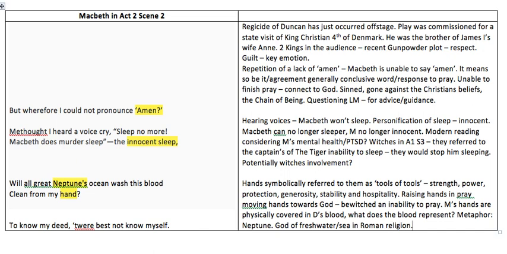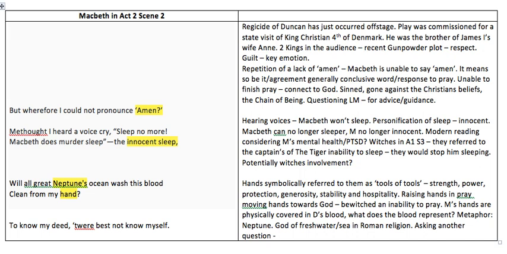So if we think about that, Macbeth's suggesting that, or he's asking, because it's a question again, asking another question. Think about what this tells us about his type of person. So asking another question, and the question is, will all of Neptune's water clean his hands? Now we know, obviously literally it would, but metaphorically, can his hands ever be clean?